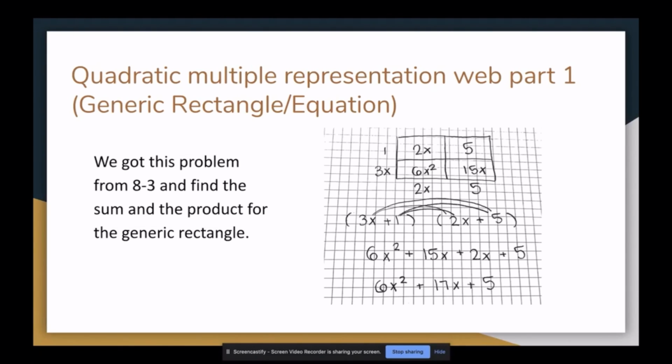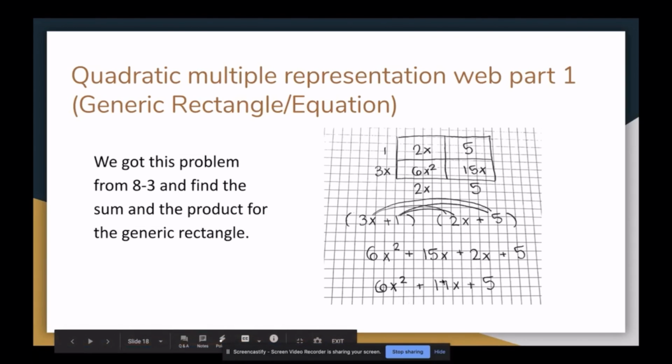and put it below. Then we FOILed to get 6x squared plus 15x plus 2x plus 5. And then 15x and 2x are the same, so you add them, and then you get your final equation, 6x squared plus 17x plus 5.